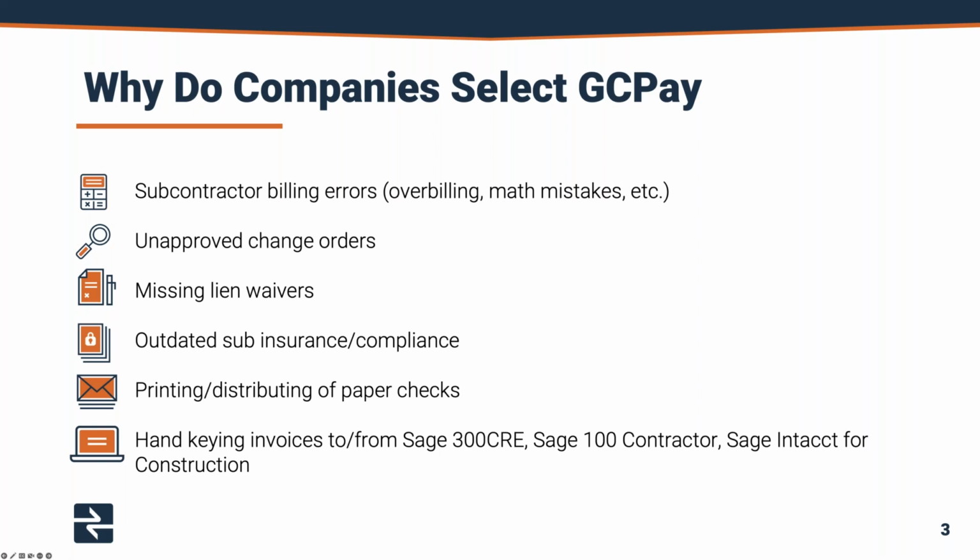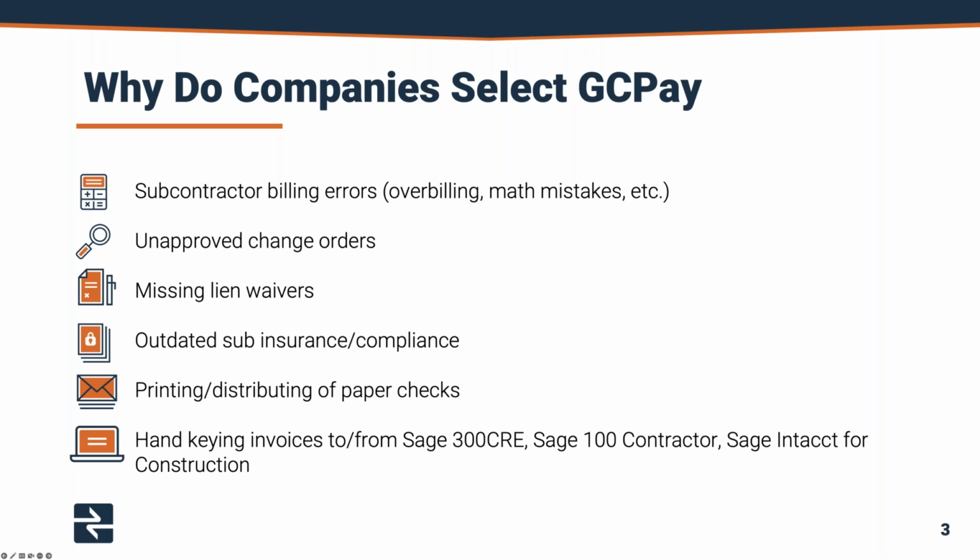We can automatically notify your subs when it's about to expire, and we can even stop your subs from submitting an invoice until they are compliant. Are you looking to get away from paper checks? In GCPay, we have an electronic payment feature built in, so you never have to cut checks again. Our electronic payment feature is optional and flexible, allowing you to choose who you want to pay electronically if desired.